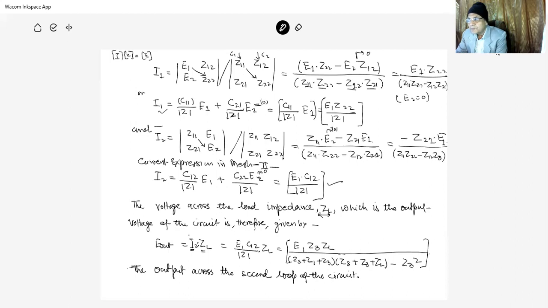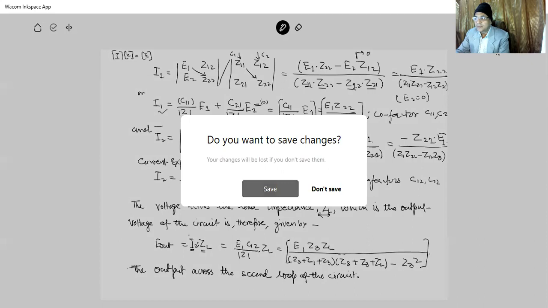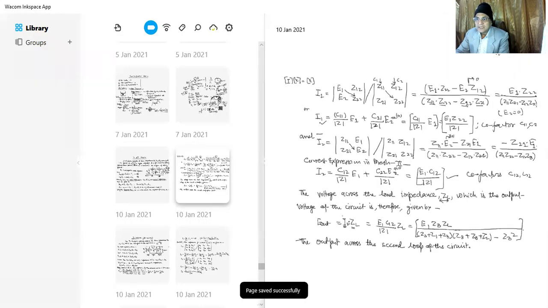So finally, the important thing is the cofactor. Cofactor in the determinant is something like C11, C21, and here the cofactors are C12 and C22. So these cofactors are what we have found out in earlier cases.